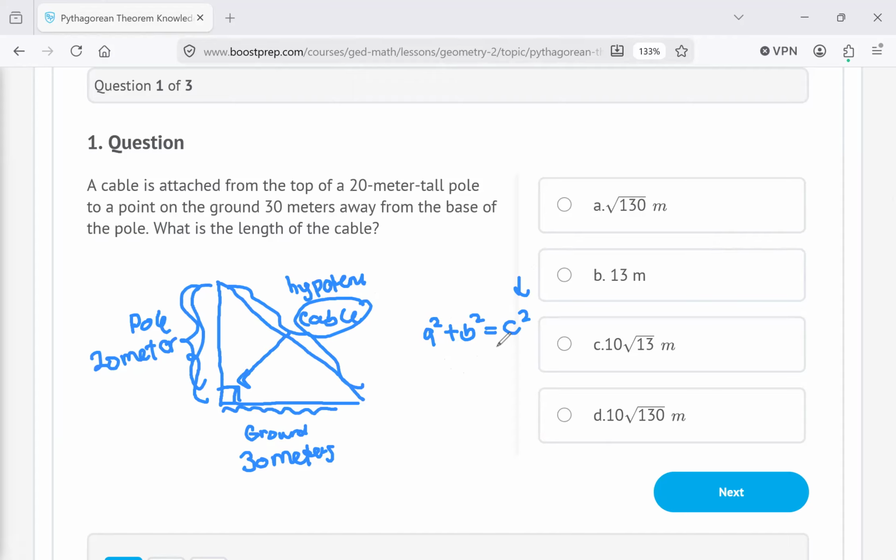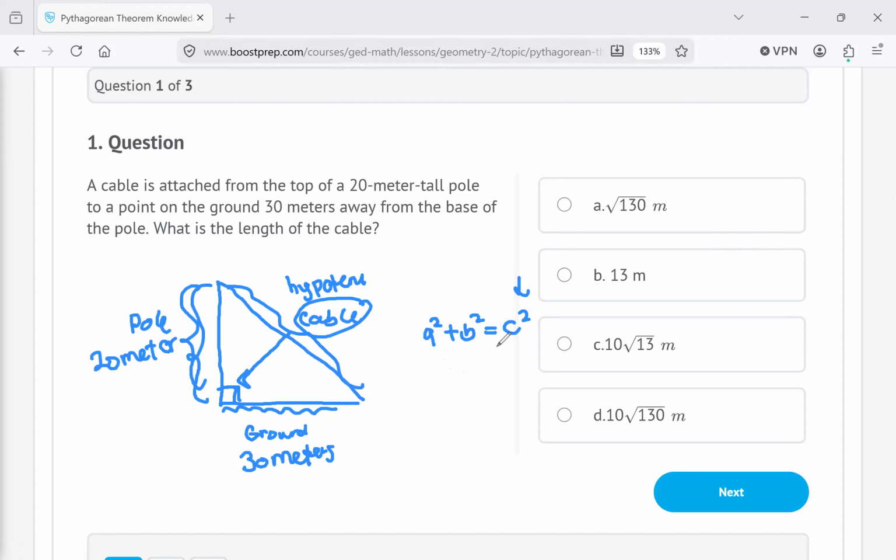So we have everything we need to know. We have two legs, 20 and 30, right? One of my legs is 30 and my other leg is 20, but we don't know what c is, which is technically the cable, which is the hypotenuse. So fill in your blanks. One of my legs was 20, so it's going to be 20 squared. One of my other legs is 30, so that would be 30 squared. And then my hypotenuse is c squared. I don't know what c is. That's what we're trying to find out.